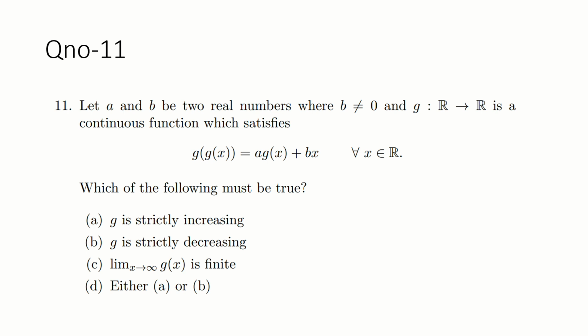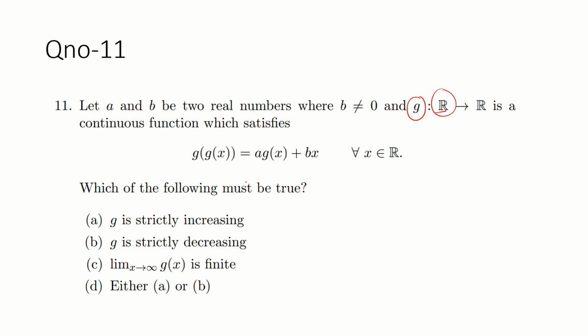Okay, so basically in the question we have a function g from R to R, with domain the real numbers and codomain the real numbers. It is also given that g of g(x) equals a times g(x) plus b times x.